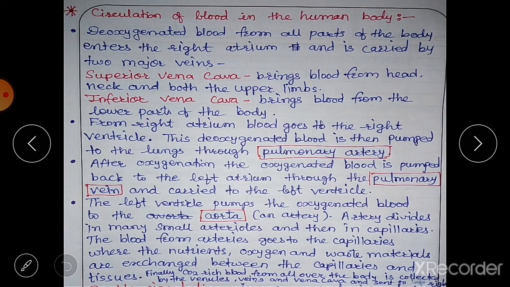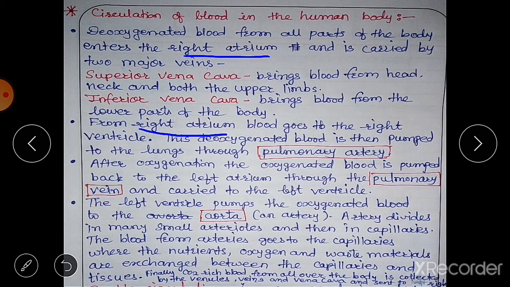Now we will read what I have already explained just now. It is the theory of that part. Deoxygenated blood from all the parts of the body enters the right atrium, carried by two major veins: superior vena cava, which brings blood from the head, neck and both the upper limbs, and inferior vena cava, which brings blood from the lower parts of the body.